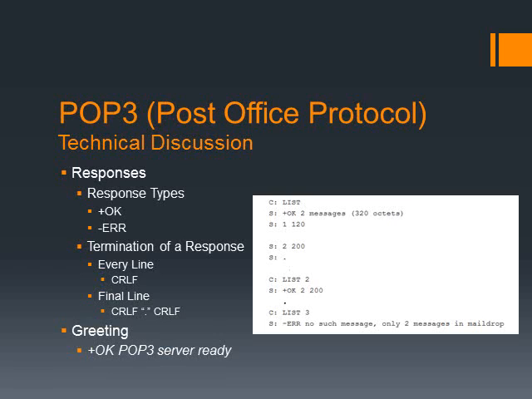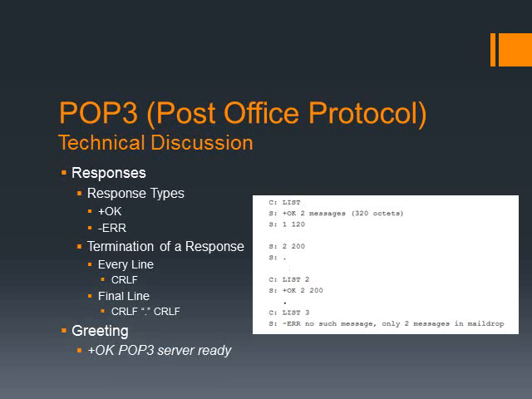So now let's talk about responses. This is the server's response to the client's request. On the right side, you have an example of a request and a response. There are two different response types that the server can give: +OK or -ERR, which stands for error. Whatever request the client asks for, it gives OK if it can do it, and it gives an error if it can't, if the argument doesn't make sense.